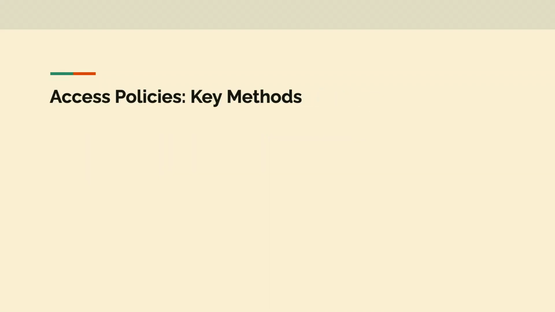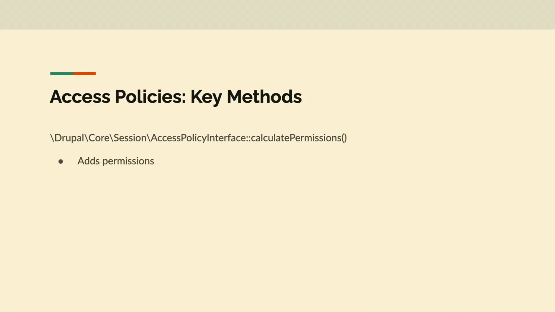The most important method on your access policy is going to be calculate permissions. This is where you add permissions to a user. We talked about the access policy processor looping through all of the access policies. Calculate permissions is really where you want to add permissions. It's also the place to add cache tags and cache max age. All of this access policy stuff is cacheable, so you need to be able to put the cacheable metadata there. You want to put your cache tags and your cache max age in your calculate permissions method, and there are demos of that as well.